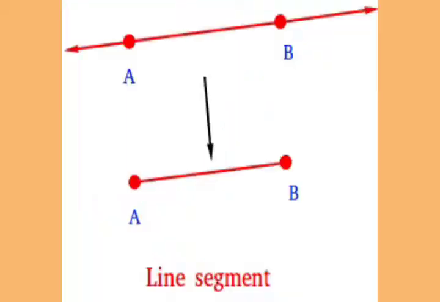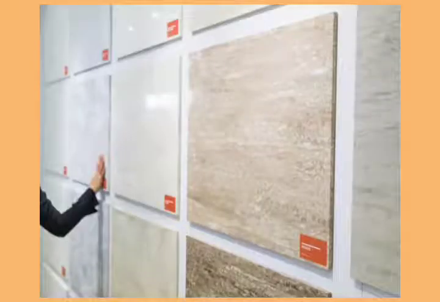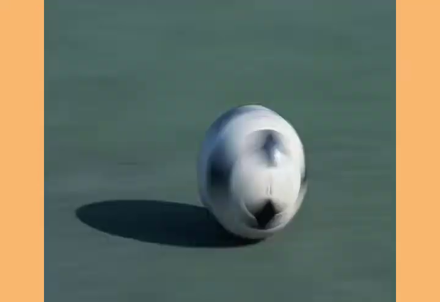Next is a line segment. A line segment is a part of a line as well as a part of a ray. Okay. Next is a surface. A surface has length and width but no thickness. Like a page of your book, the outside of a box. Okay. Then the surface of a wall is flat and the surface of a cricket ball is curved.